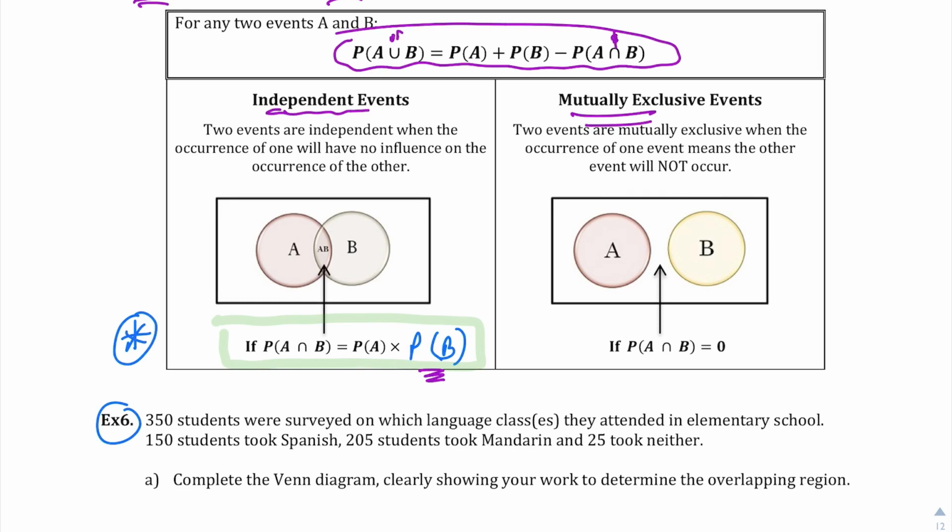Mutually exclusive events are events that cannot occur simultaneously. For instance, if I roll a die, the probability that I get a number that is both odd and even: once something is odd, it cannot be even. That's an example of something mutually exclusive. Visually, the intersection of the two events will be 0. There will be no overlap because the events cannot occur simultaneously.